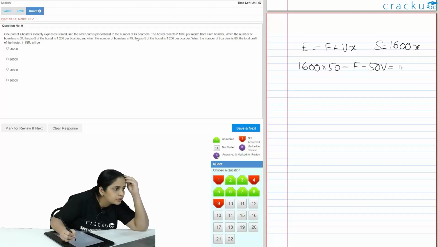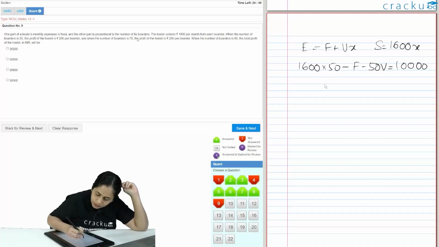This is equal to 200 per boarder, so that is 50, so that is 10,000. So this gives you F plus 50V is equal to 80,000 minus 10,000, so this is equal to 70,000.